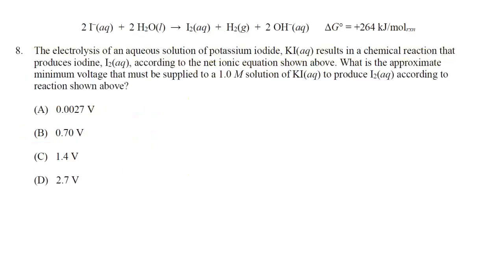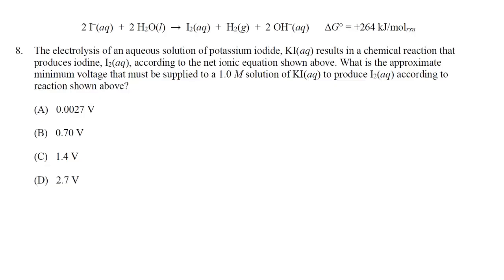Now let's take a look at question 8. In question 8, it says, the electrolysis of an aqueous solution of potassium iodide, KI, results in a chemical reaction that produces iodine, I2, according to the net ionic equation shown above. Now, if we look closely at the sign of delta G for this particular reaction, we can see that the sign of delta G is positive. That is a clue that this process is not thermodynamically favored.